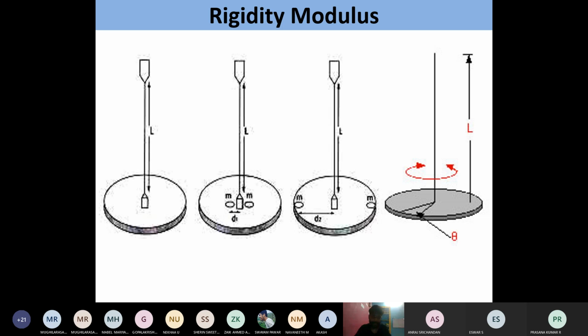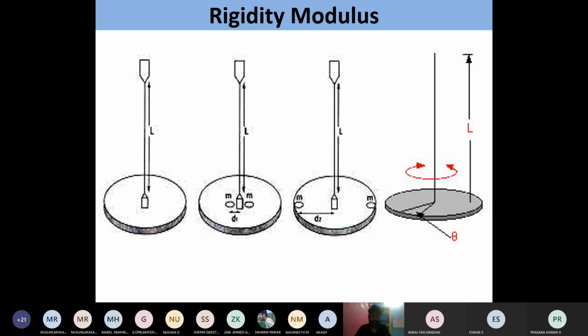See here, we can see the arrow mark which is shown in red color. The arrow mark is rotating on both sides. It shows that when it starts to oscillate, the twist in the wire takes place. The twisting couple takes place.